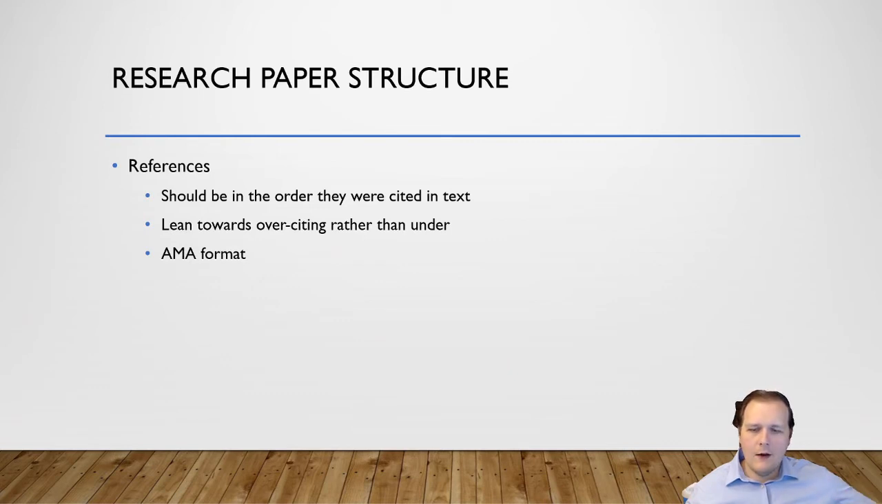Oftentimes I would rather you over-cite than under-cite. What I mean by that is, if you say the pathophysiology of PCOS is such and such, you should have a reference for that. So anytime you're stating a fact, you want to have something backing that up. Now, does that mean every single sentence needs a reference?